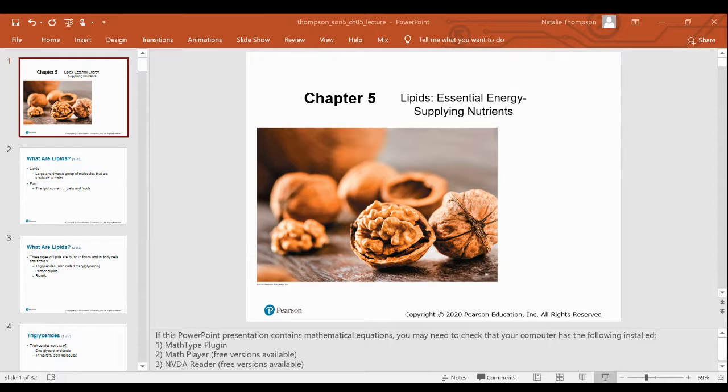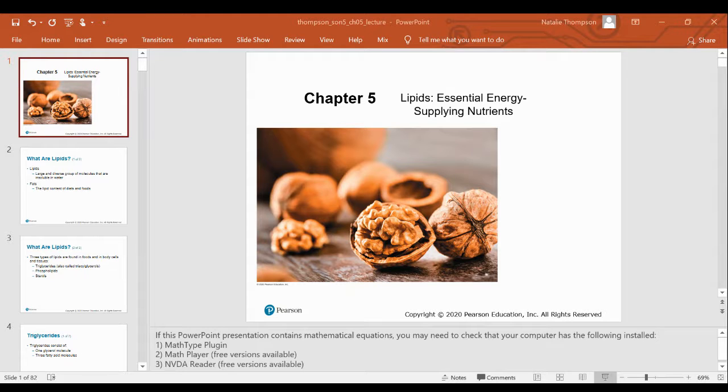Lipids and fats, I use that word synonymously. There is a subtle difference between the two, but for our purposes, we'll think of lipids and fats somewhat synonymously. Lipids is kind of, I like to say, the umbrella term. It's a large group of molecules. There are many different types of lipid molecules. And a specific defining characteristic of lipids is that they are insoluble in water.